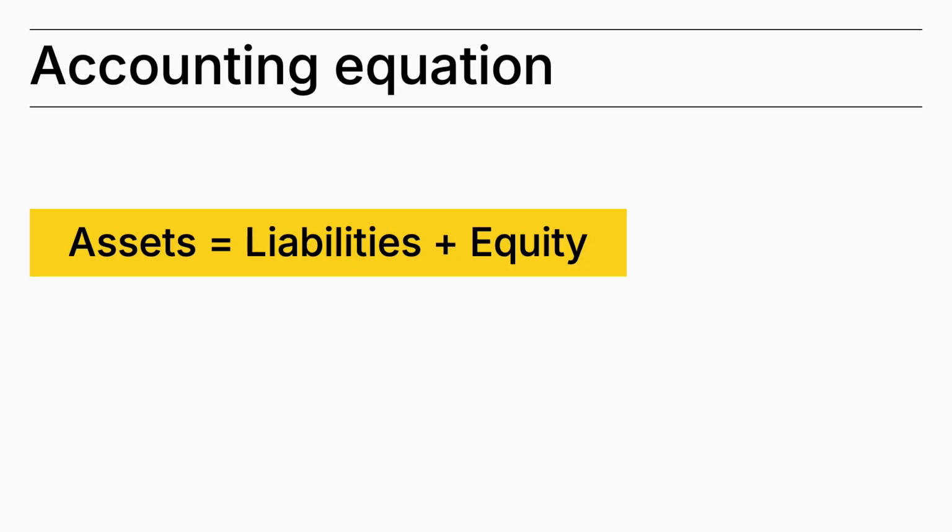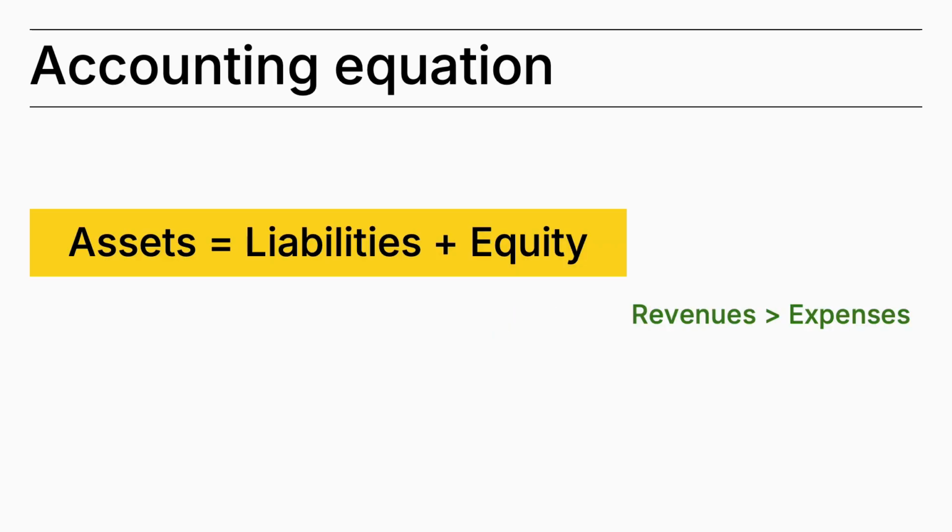So where does profit fit into the accounting equation? It starts with revenues and expenses. Revenues increase equity because the business is generating value. But expenses decrease equity because they reduce what the business keeps. So the relationship between revenues and expenses determines the outcome.